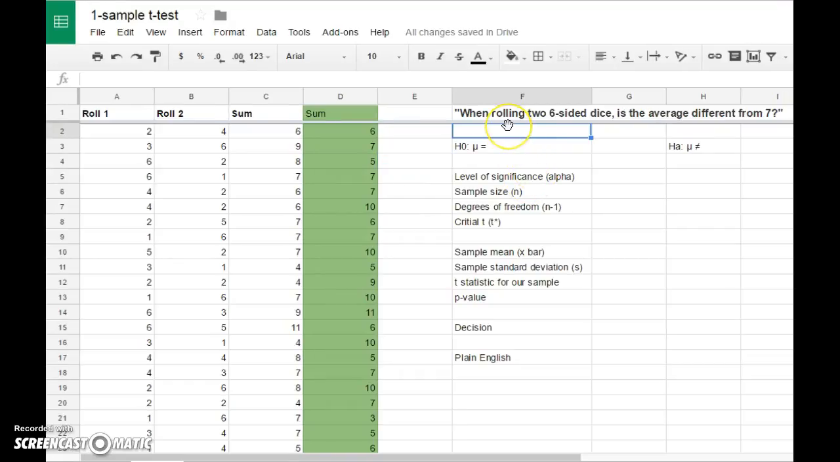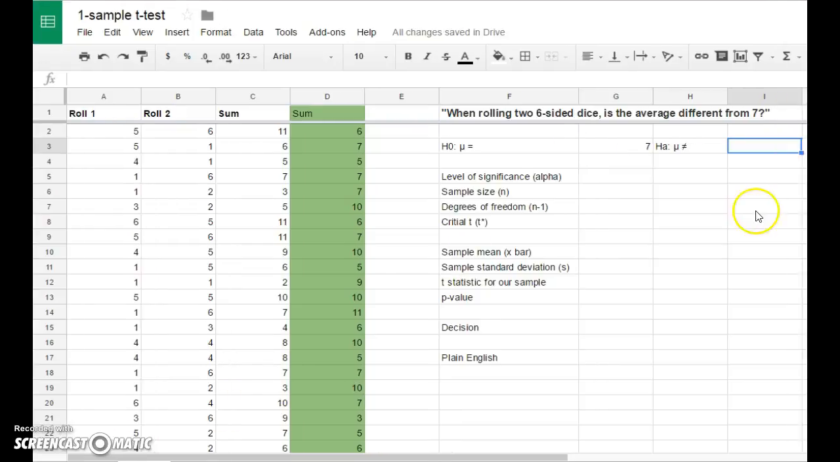test here. So the question I'm answering here is, when rolling 2 six-sided dice, is the average different from 7? So my null hypothesis mean would be that there is no difference from 7. So if that's the case, my mean would be 7. My alternative, notice here that I did not specify whether it was going to be lower than 7 or higher than 7. So my alternative would just be mu not equal to 7. And by the way, by setting all the characters here and the number alone in the cell, it allows me to use this number directly in formulas.